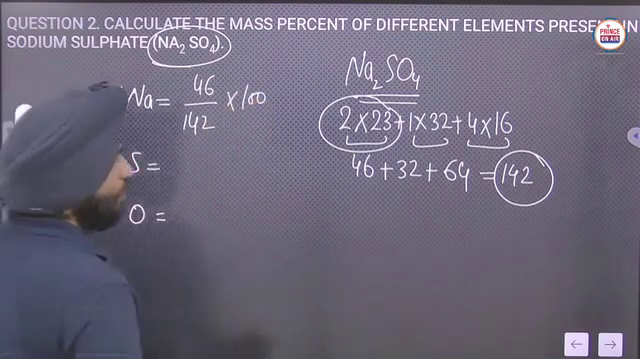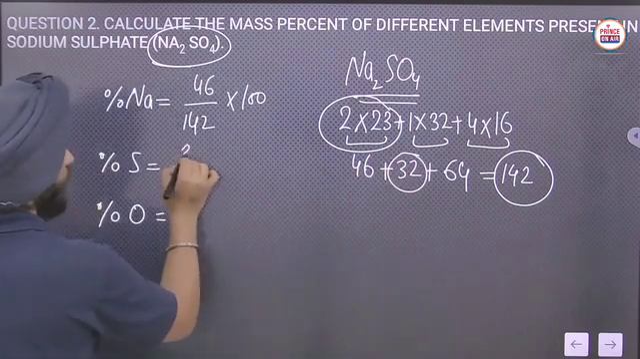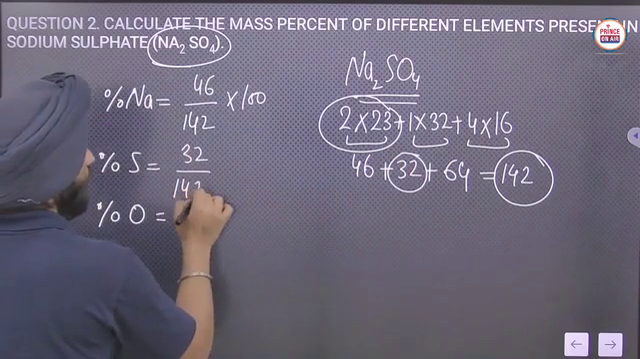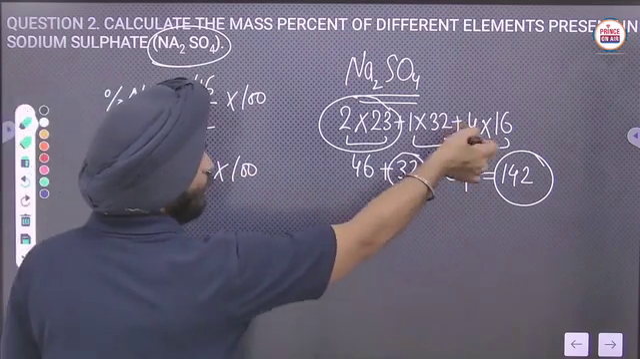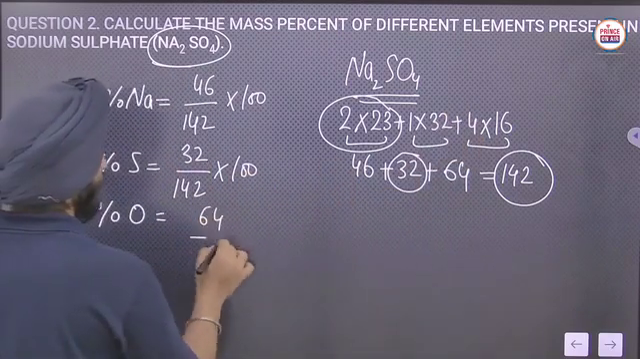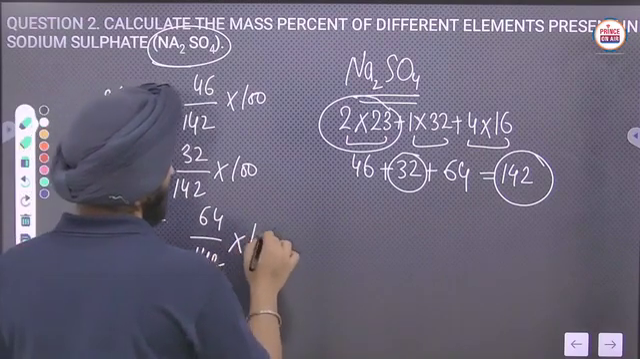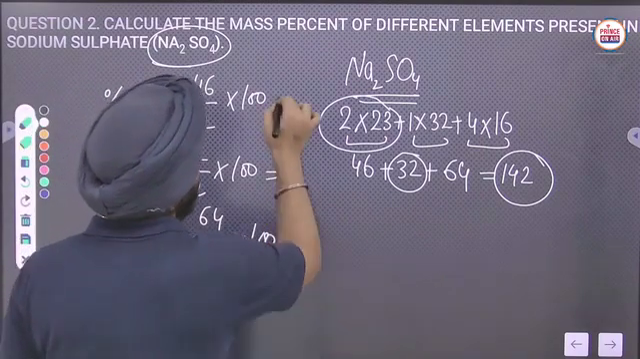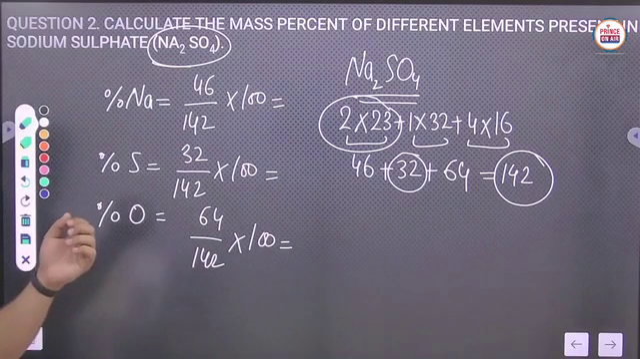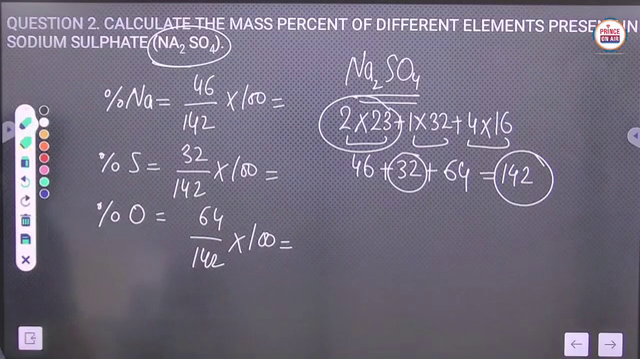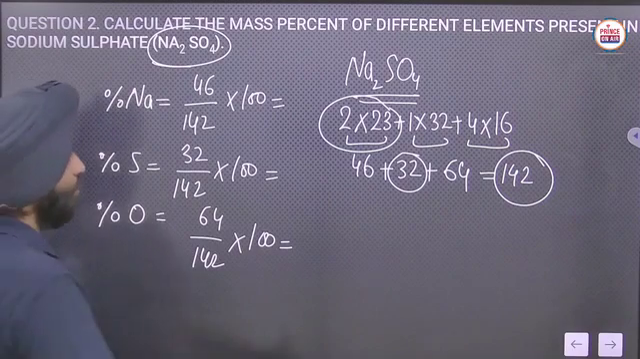Similarly, the mass of sulfur is 32, so 32 upon 142 into 100. Similarly for oxygen, it is 64 upon 142 into 100. Try to do that calculation yourself first. So the percentage of sodium comes out to be 32.39.